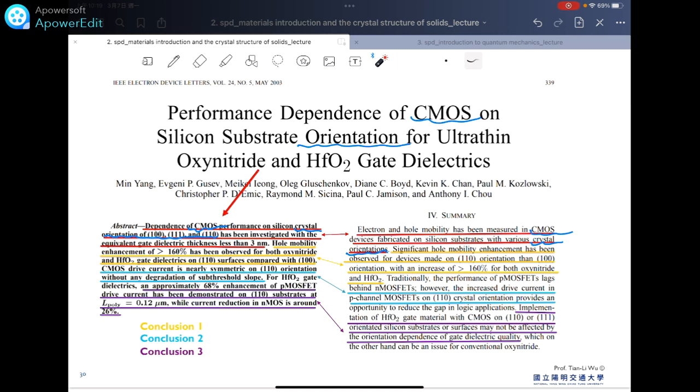And this paper is written not by an Asian author, it's written by a native speaker. So the style they use is a really good example. For example, they have three conclusions. The first one, this one, is the first conclusion.